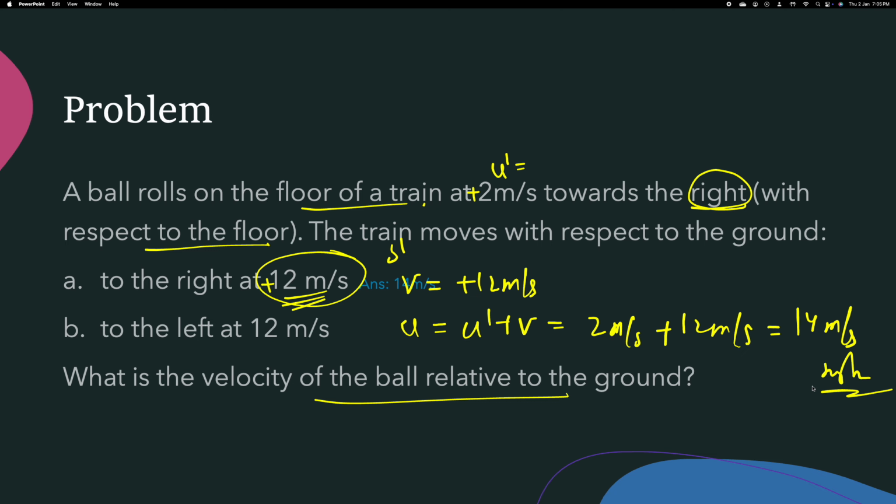If you have to say, you can mention to the right. Now, what is the velocity of the ball with respect to the ground only? But this time, the train is moving to the left. So left will be minus 12 meters per second. So V is minus 12 meters per second.